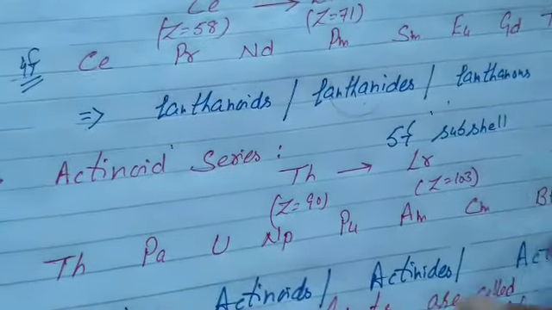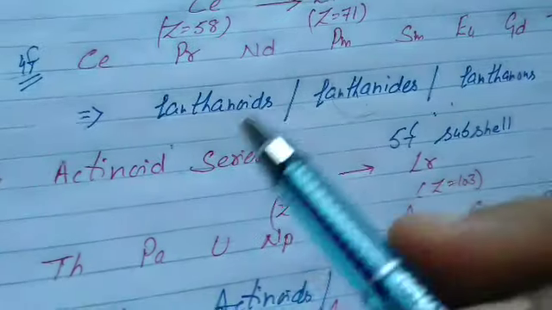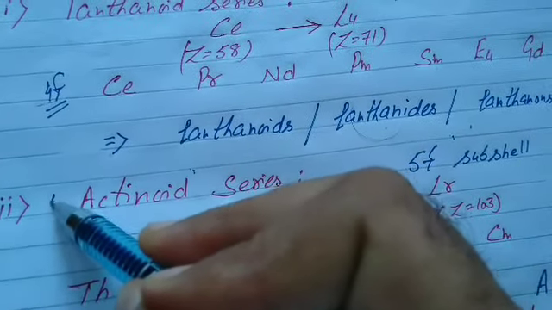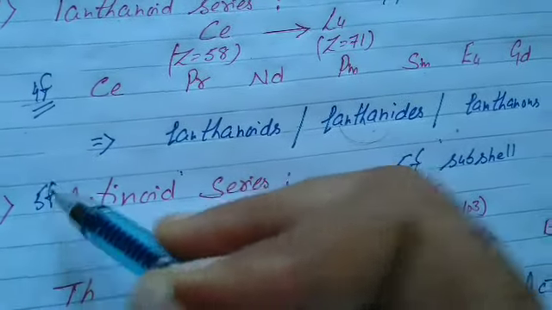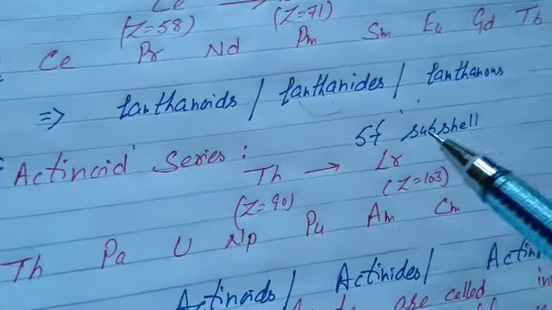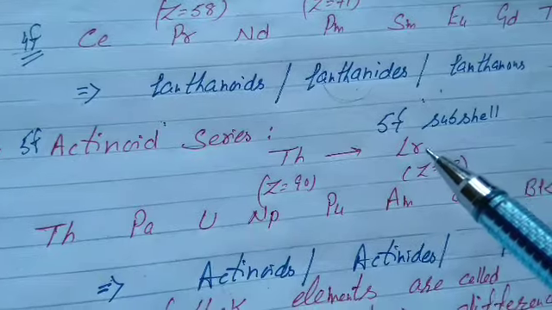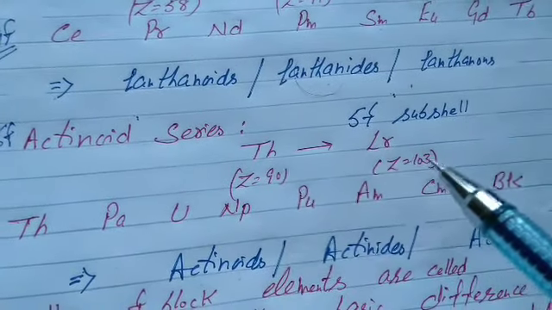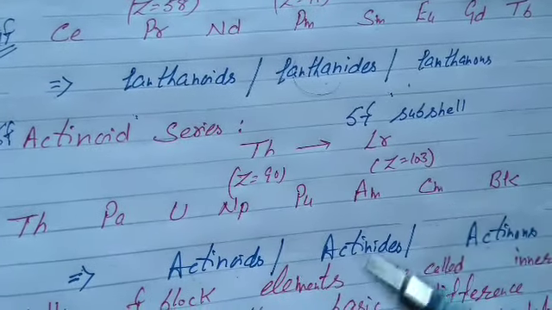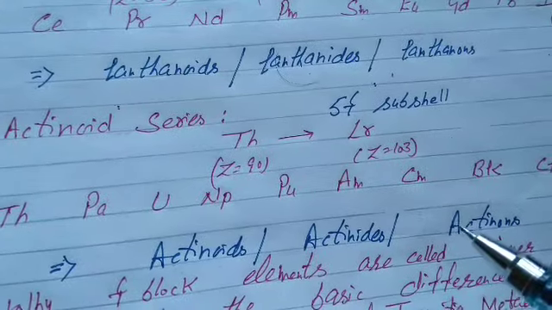The second is the actinoid series. Again, there are 14 members. What is the difference? In it, the electron goes to the 5f subshell. After actinium, the 14 members, thorium to lawrencium, 90 to 103, are called actinoids or actinones.